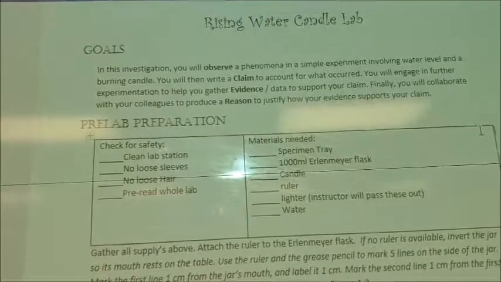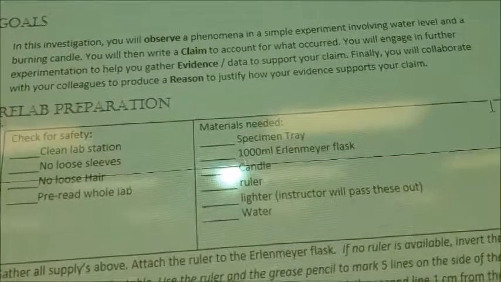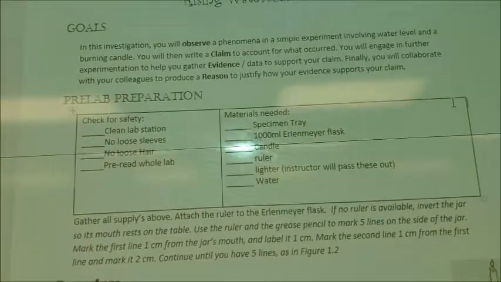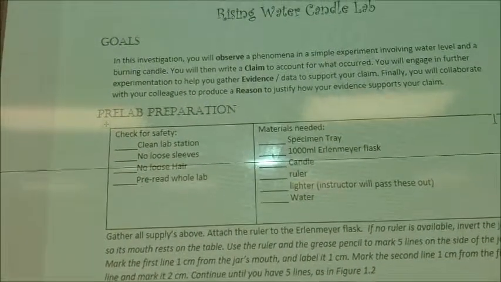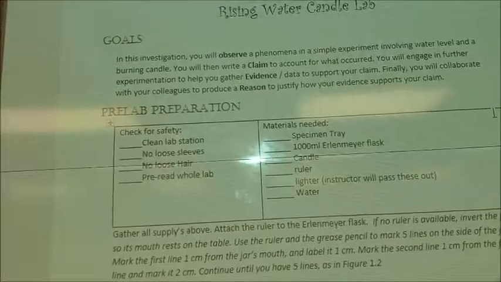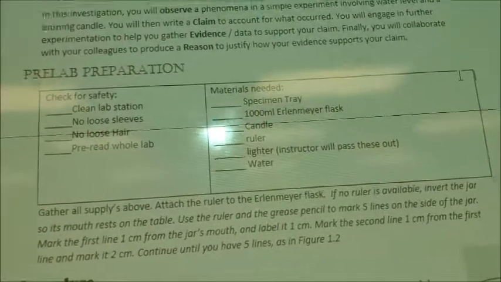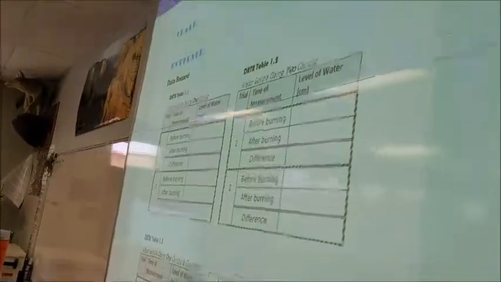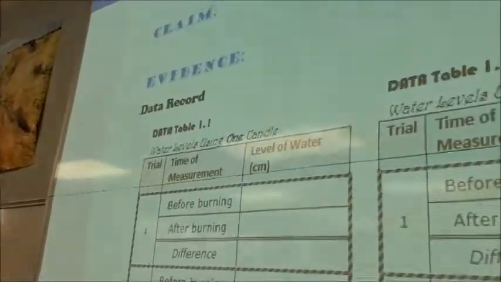You will engage in further experimentation to help you gather evidence, data, to support your claim. Finally, you will collaborate with your colleagues to produce a reason to justify how your evidence supports your claim. So the setup is all ready. What we're going to be doing is working the claim, evidence, and reasoning model here.